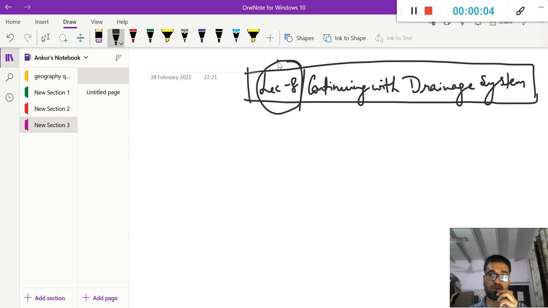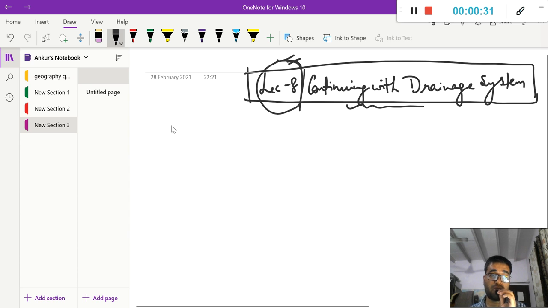So this is lecture number 8, and we will continue with the drainage system. We did some basics of the drainage system in the last class: how the Himalayan and Peninsular drainage systems evolved and how they are different from each other, and a few basic concepts related to the drainage system. So we will continue with that, and we will now discuss the individual drainage systems.